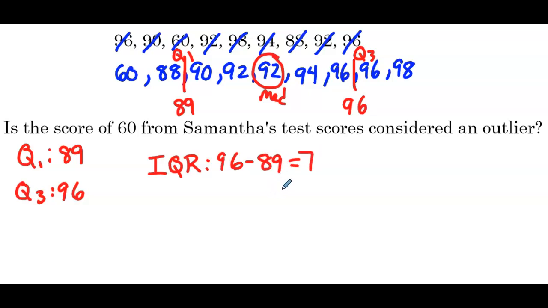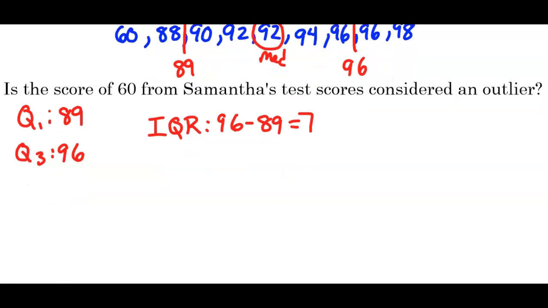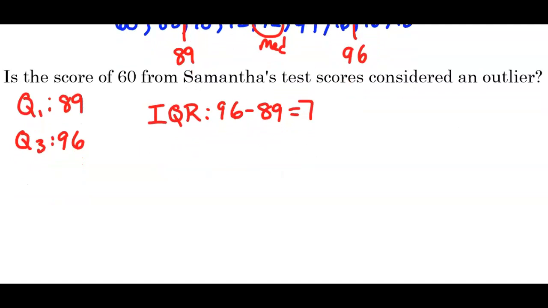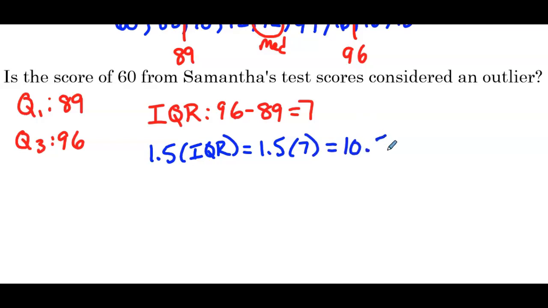So we have 2 different computations to figure out the scores to define an outlier. Okay, so first thing, because for both of them we have to take 1.5 times it, let's do 1.5 times the IQR. Let's fix that Q. IQR. So that's 1.5 times 7, which is going to be 10.5.